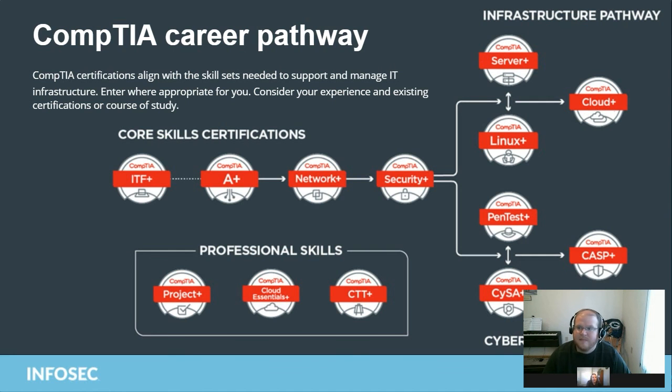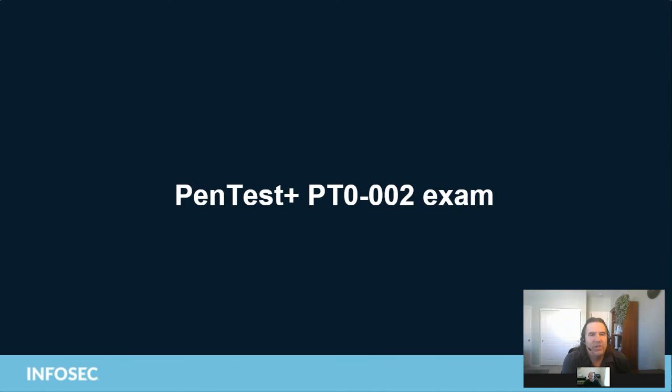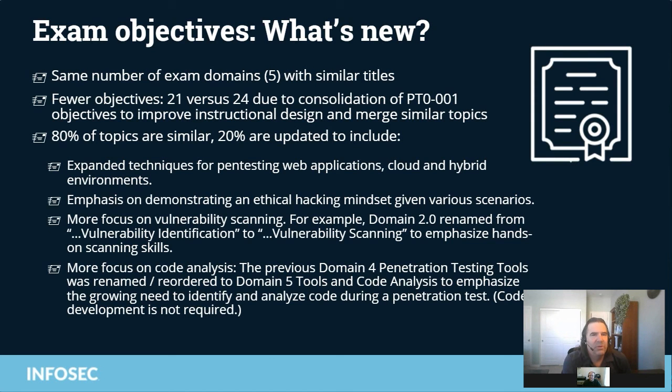You got it, because now we're just going to look at the specifics of what changed from the old exam to the new, and this is pretty quick. The new exam, 002, has the same number of exam objectives with similar titles. It also has the same purpose as the old exam and the same audience as the old exam. There's fewer objectives in the new one, 21 versus 24, and that's due to the consolidation of objectives, which we were able to do to improve instructional design and merge similar topics. And that actually occurs as the job role matures.